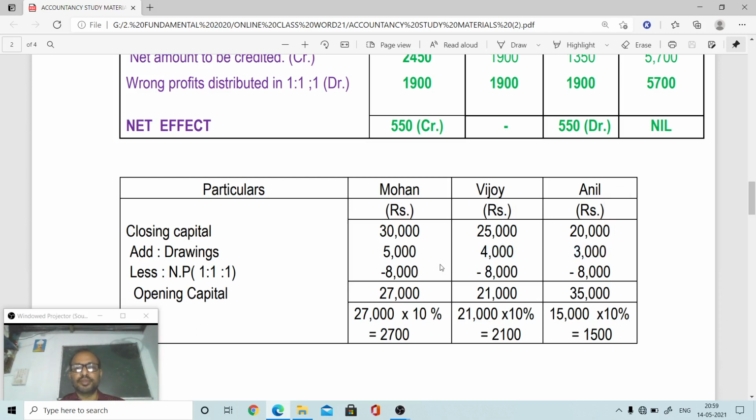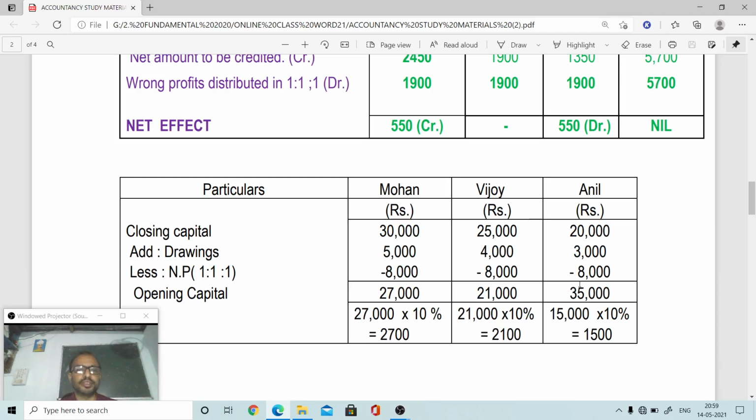After that, the net profit will be deducted this time to get the opening capital. Here the net profit is 24,000, and each partner already received 8,000. So we have to minus 8,000 from Mohan's closing capital, again 8,000 from Vijay's closing capital, and 8,000 from Anil's closing capital. After adjustment, 30,000 plus 5,000 minus 8,000, we get 27,000, that is the opening capital. In exactly the same way, for Vijay's capital we get 25 plus 4 minus 8, 21,000 opening capital. In the same way, Anil's capital we get 15,000.